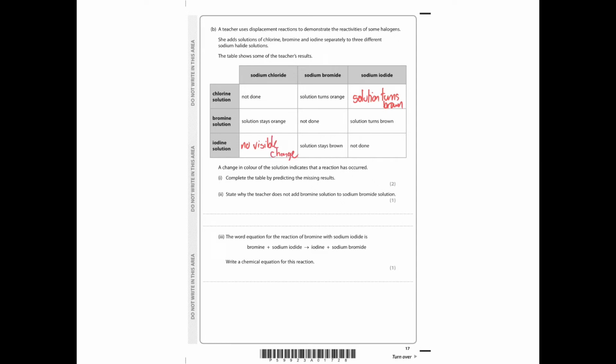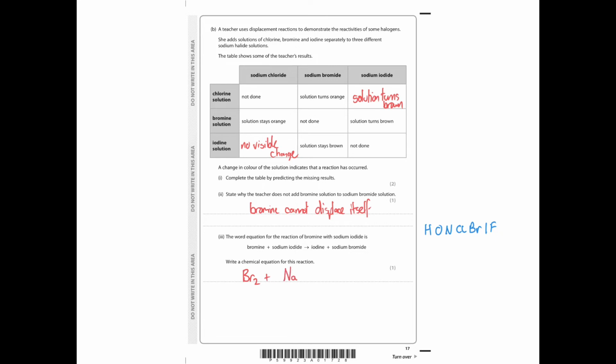reaction will occur. When the teacher adds bromine solution to sodium bromide solution, it is important you hit the mark scheme here and state something along the lines of bromine will not displace itself. The chemical equation for this reaction is Br2 because bromine is diatomic. Remember, your diatomic elements can be remembered by HONClBrIF: hydrogen, oxygen, nitrogen, chlorine, bromine, iodine and fluorine.